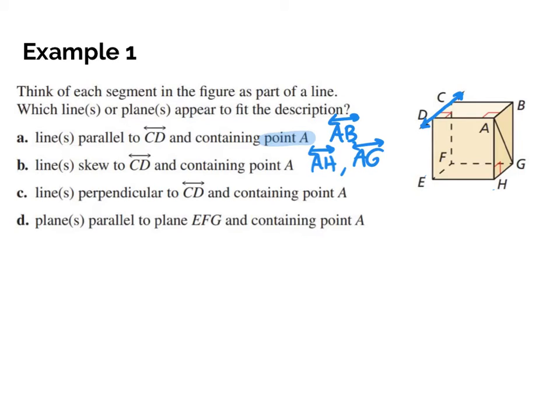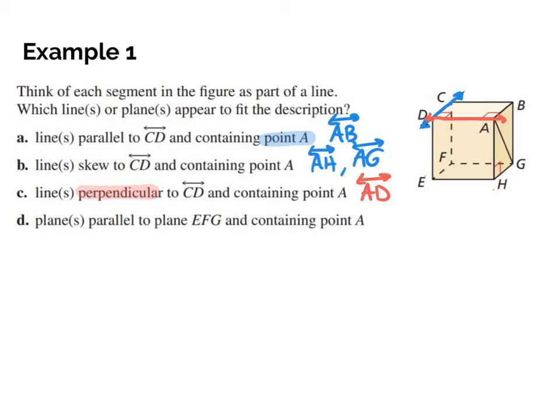All right, next one says line perpendicular to CD and containing point A. So perpendicular means that we're going to intersect at 90 degrees. So if I look up here, which line goes through point A that is going to intersect CD at 90 degrees, I can obviously see it here, that would go through A to D. So I'm going to say line AD is going to be perpendicular to CD.